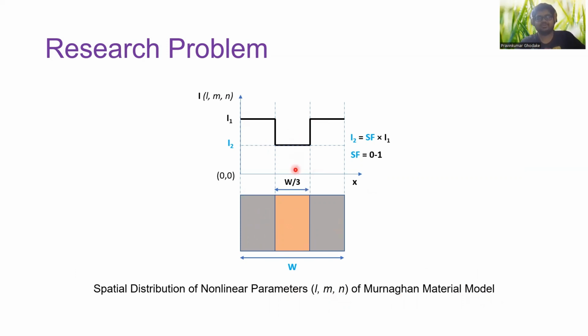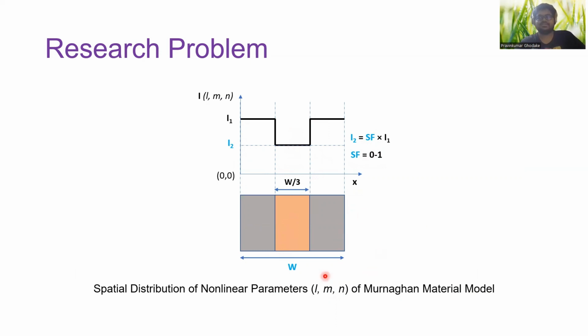Only the intensity of the second layer, which is the central layer, is varied, which is I2. It is varied by defining a scaling factor, which varies between 0 and 1. That means 0.25, 0.5, 0.75, and 1. In these steps, the intensity is varied.